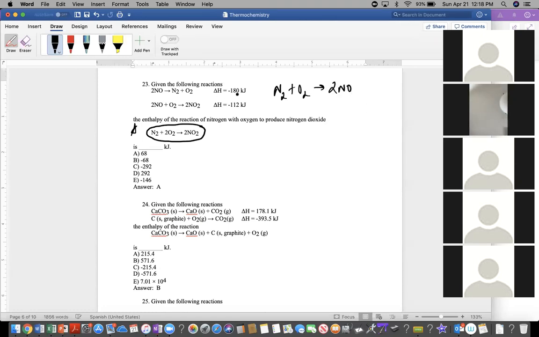And you remember what will happen to the delta H when you flip the equation? You switch the sign. So delta H for this new reaction is positive 180 instead. Okay. So the sign switched because we switched the direction of the reaction.